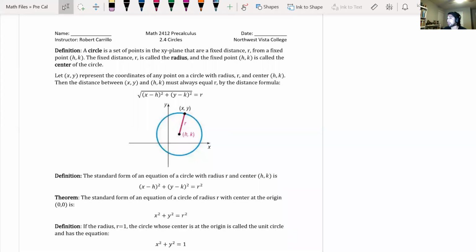There we go. Okay, so today we lecture over circles. Hopefully it doesn't take all class. I did cut some stuff out. So this whole page is just definition.